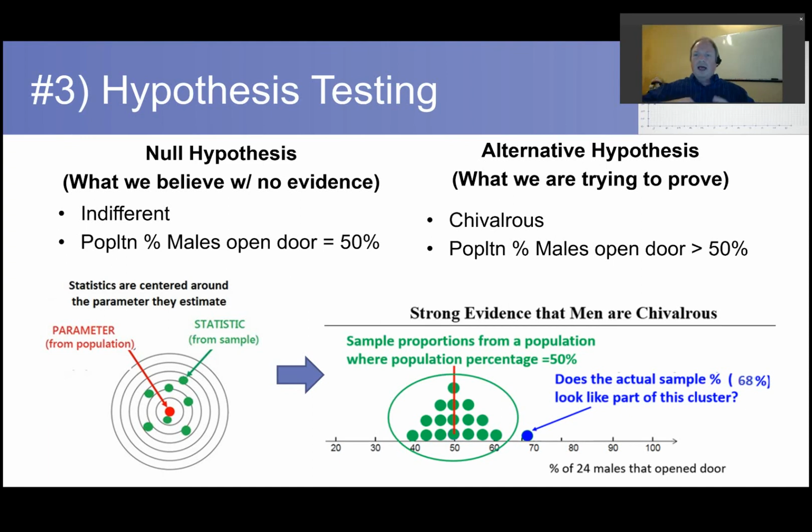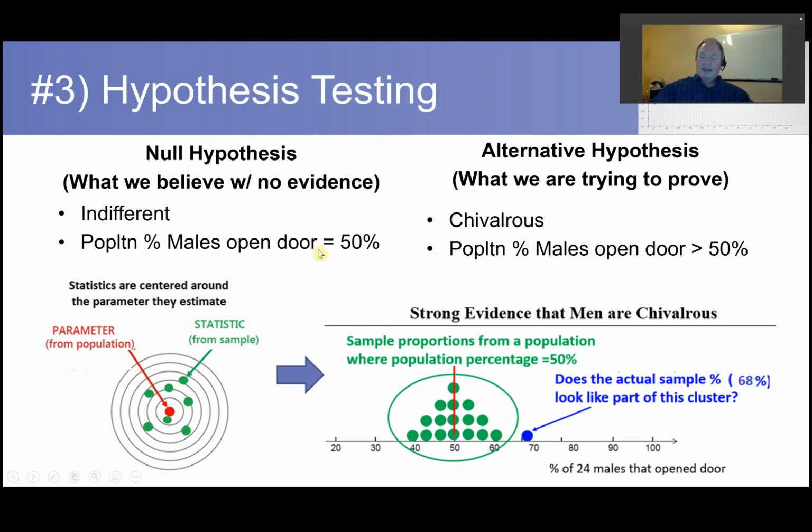What we do in a hypothesis test is we assume the null hypothesis is true. We assume that the percentage of males that would open the door is really 50%. And we consider what the population of sample estimates would look like if it came from a population where the parameter was really 50%. This is a really difficult concept to wrap your head around.